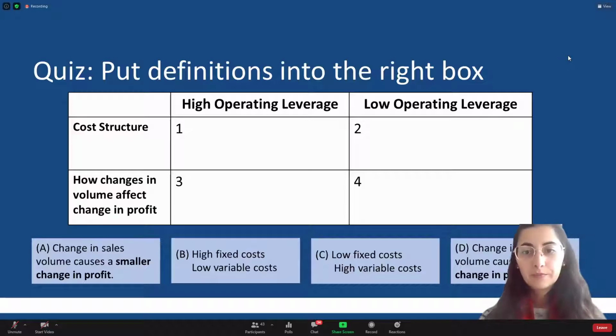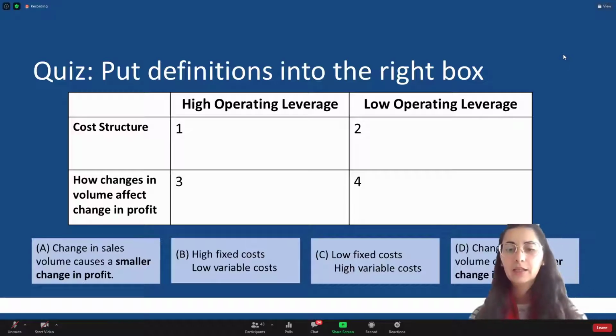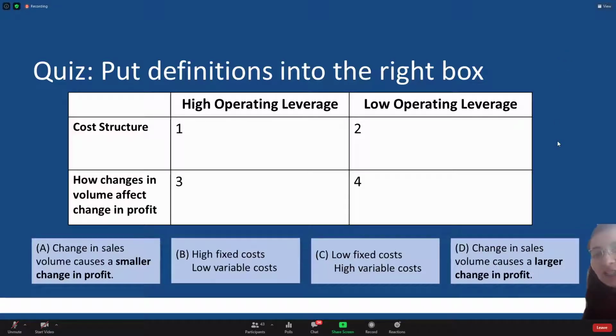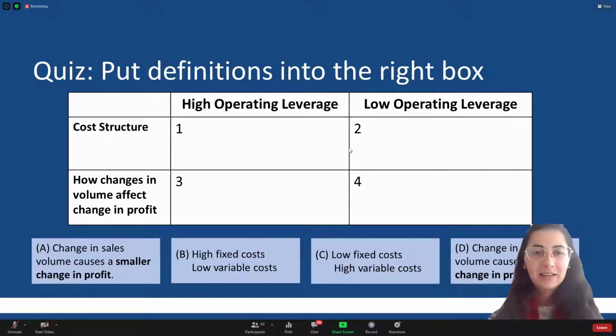Okay, just a few seconds for you to finish answering. Professor, can you just read again the D one? Because you appear in front and I can see. Sorry. Thank you. Change in sales volume causes a larger change in profit. Okay? Everyone who sees the poll answered? Okay, I will finish the poll now.